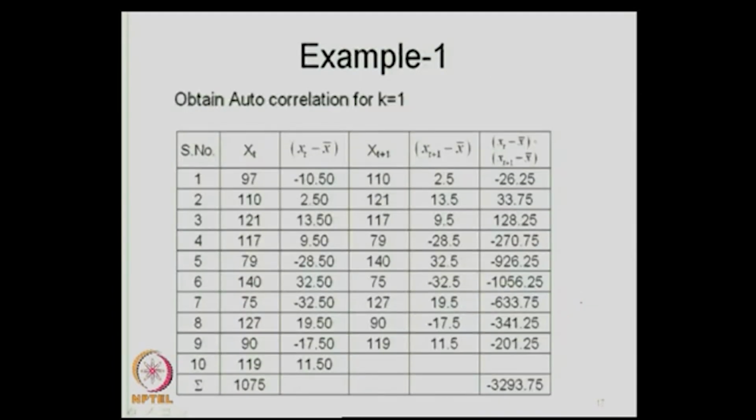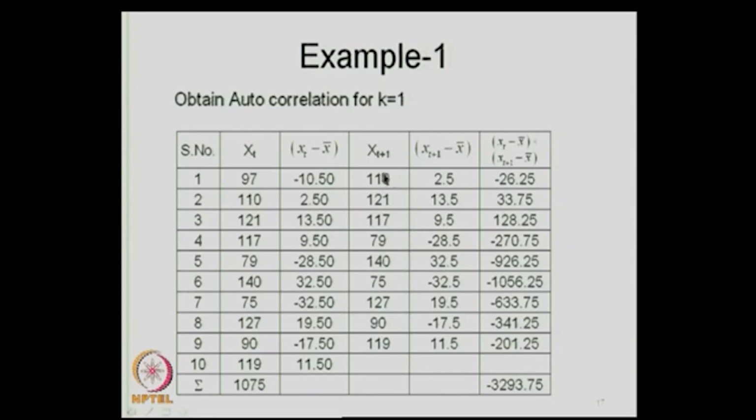Let us say now, if you are looking for not k is equal to 1, but k is equal to 2, what you would have done for this example? Here we are putting x t plus 1 for k is equal to 1. So, if you are interested in k is equal to 2, you will put x t plus 2, which is corresponding to t is equal to 1, you will put the value of 121 here and then 117 here, 79 here, etc. So, essentially you will lag the time series by 2 units instead of 1 unit as you did here for k is equal to 1, and k is equal to 3 similarly you will have lagged it by 3 units.